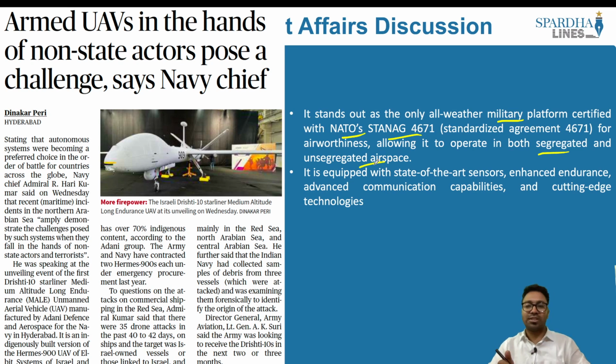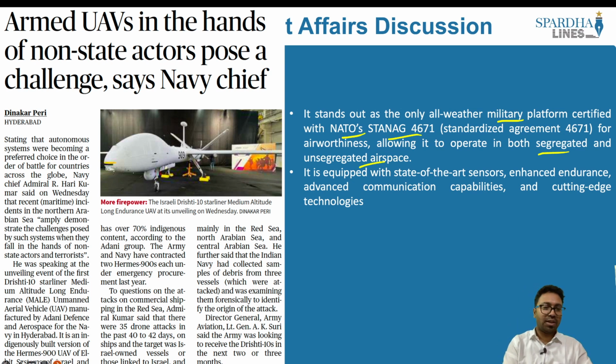It is equipped with state of the art sensors, enhanced endurance, advanced communication capabilities and cutting edge technologies. And whenever we speak about these UAVs, this will be taken up by the Navy. It will be used for intelligence gathering, it will be used for surveillance, and ultimately it will help in maritime security, as is the significance of this UAV.